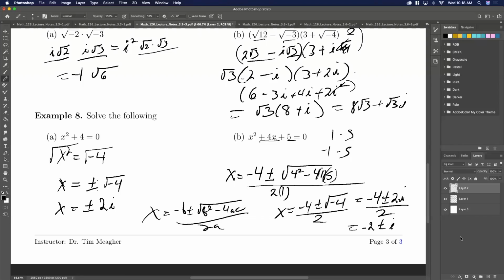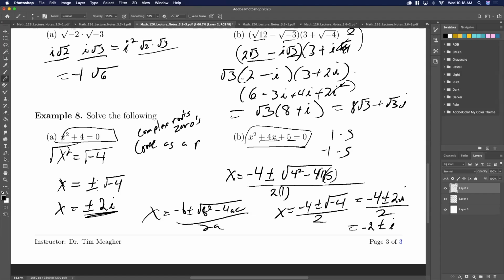One thing you'll notice here is that if I have polynomials with real coefficients, both of these have real coefficients, the complex roots or zeros, whatever we want to call them, come as a pair of conjugates. They always will come as a pair of conjugates, so we'll have plus or minus i. If you don't have conjugates and you had real coefficients, you did something wrong. Okay, all right, so that's all our notes on complex numbers.